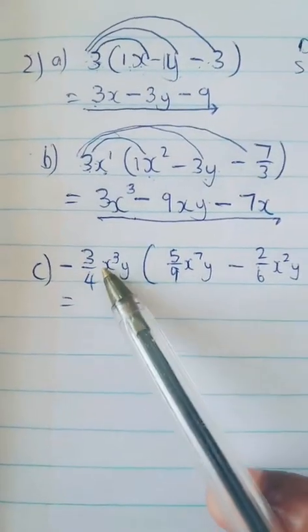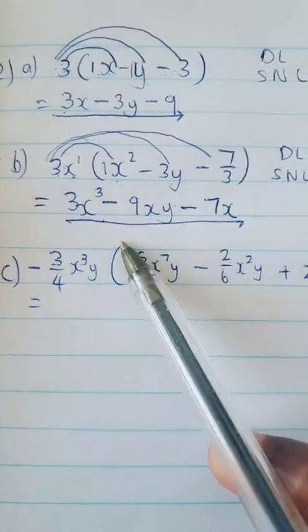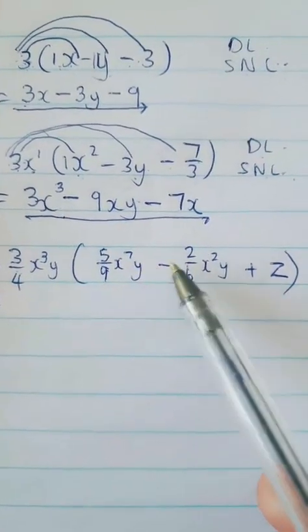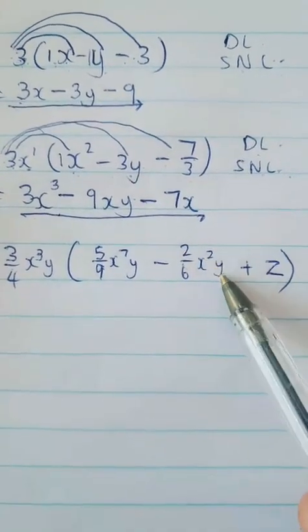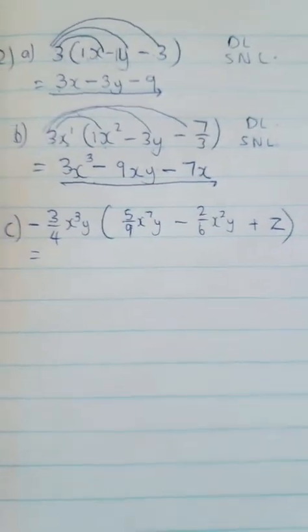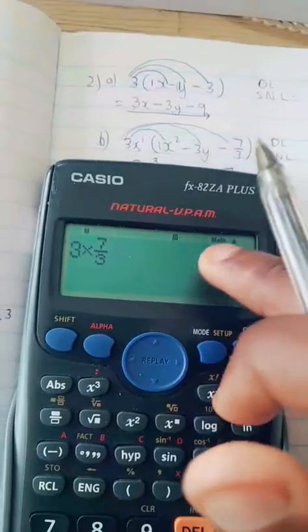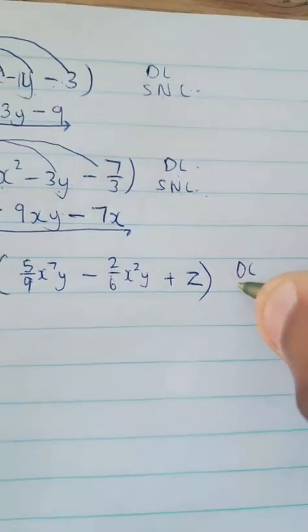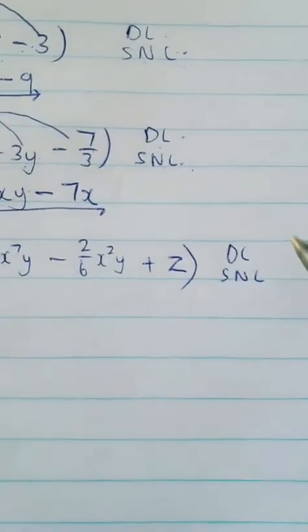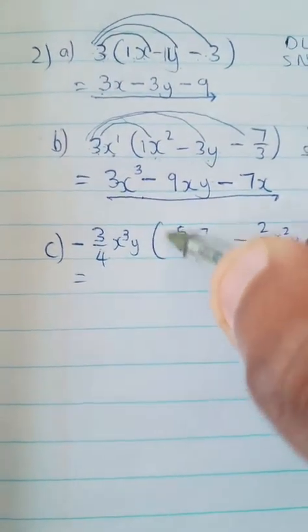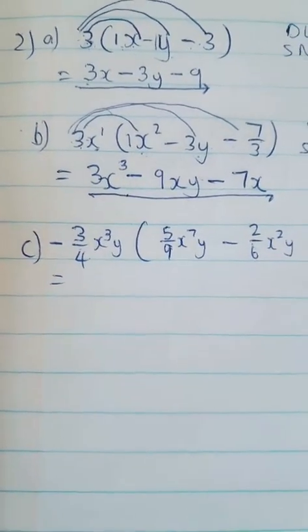Negative 3 over 4 x cubed y, into how many terms in the bracket? 3. 5 over 9 x to the power 7 y minus 2 over 6 x squared y plus z. Not complicated at all, guys. If you have this, it's easy. It's just easy. Once again, distributive law: we are going to distribute negative 3 over 4 to 5 over 9 x to the power 7 y.